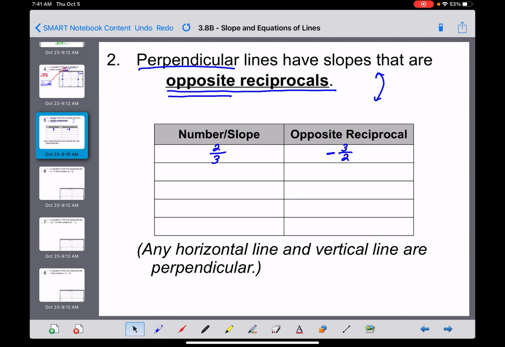Now remember, you can put that negative either out in front or up on top or down on bottom. I think it's usually a good idea to put it up there in the numerator, but that's just me. So that's one example there, guys, of what that would look like.